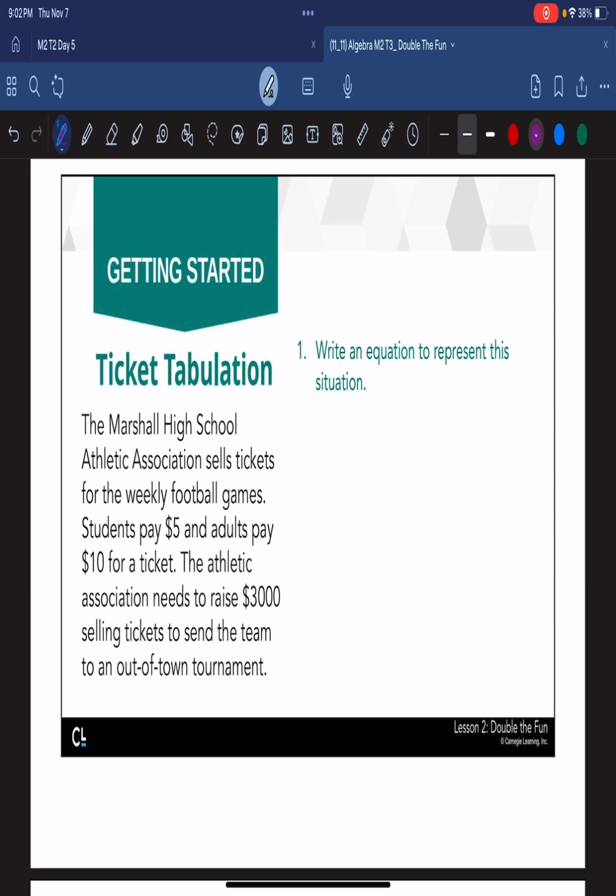Well, before I can write this equation, I am first going to identify my x and y variables and what they represent. My x variable represents the number of student tickets. And my y variable represents the number of adult tickets.